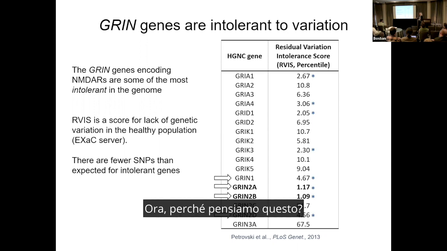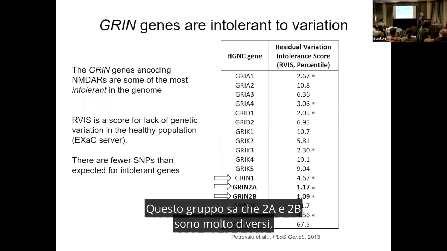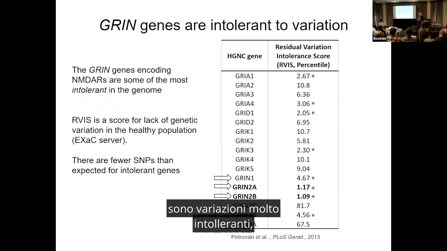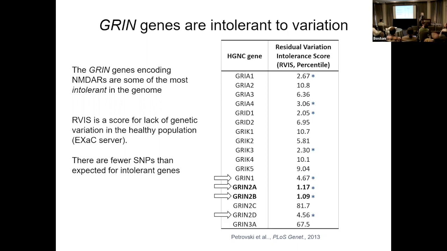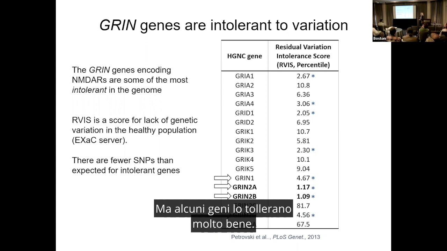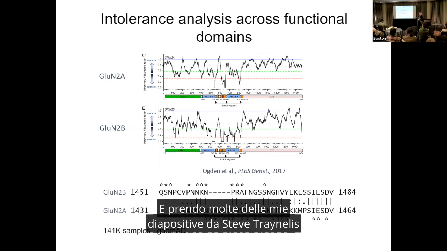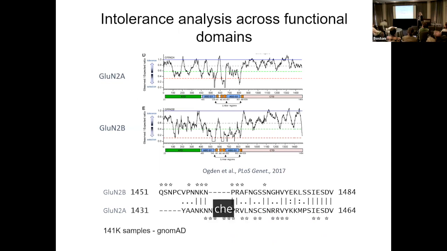Now, why do we think this? This group knows 2A and 2B are highly invariant. They're very intolerant to variation. We all have different genes, so there's variation in people's genetics. That's normal. But some genes tolerate it really well. The prototypic example people discuss is olfactory receptors. They tolerate a lot of variation. 2A and 2B do not. That's consistent with them being incredibly important. And I take a lot of my slides from Traynelis, who I'm assuming isn't here.